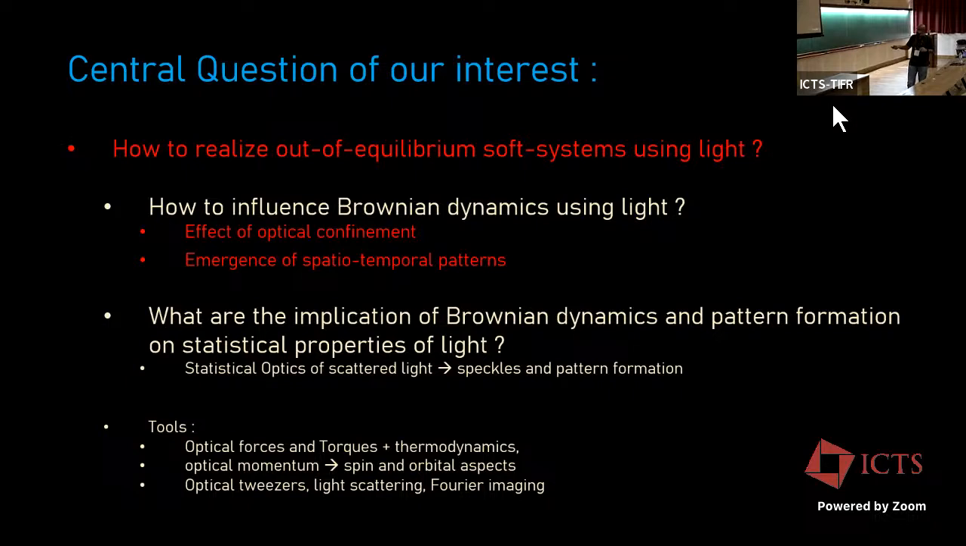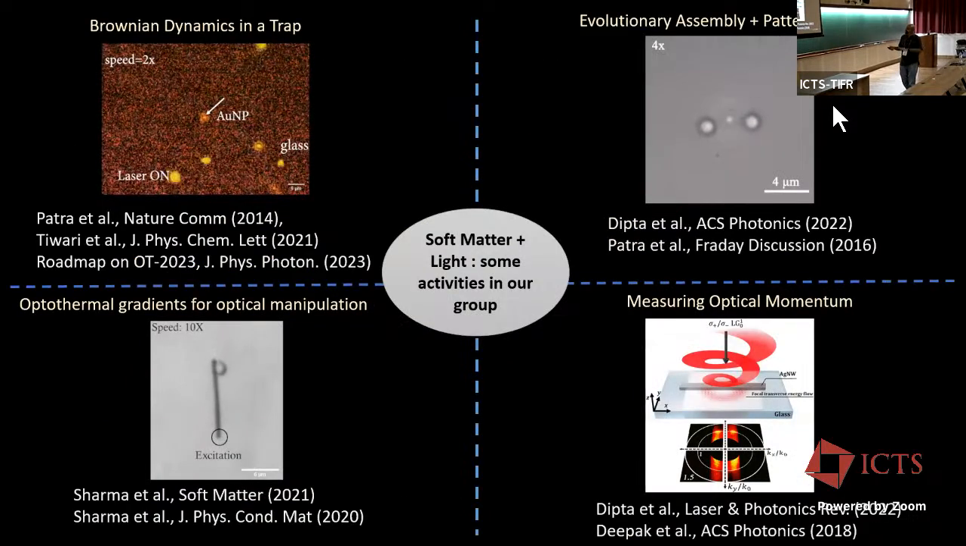But I'm going to surely show you something related to spin and orbital components of light, how they can couple to colloids, and what new things you can learn about it. And of course, tweezers, light scattering, and Fourier imaging are something we have been developing over the years. So this is just a quick snapshot of some activities in my lab, mainly related to soft matter interacting with light.